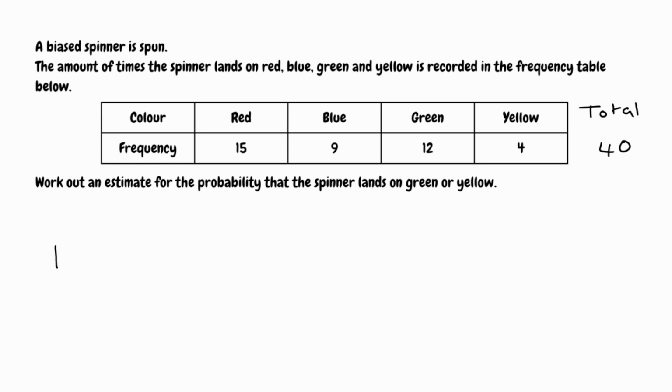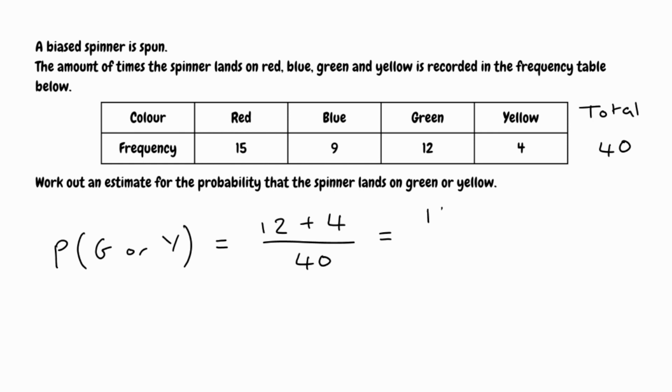So now we want an estimate for the probability that the spinner lands on green or on yellow. First of all, we want to figure out how many times the spinner lands on green or yellow. So all we do here is take the amount of times it landed on green, which was 12, and add on the amount of times it landed on yellow, which is 4, and then we divide this by the total number of times the spinner was spun, which we've just figured out to be 40. So we can simplify the numerator. If we do 12 add 4, that's going to give us 16.